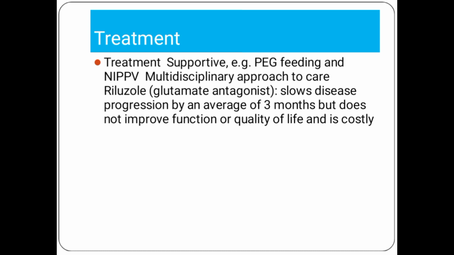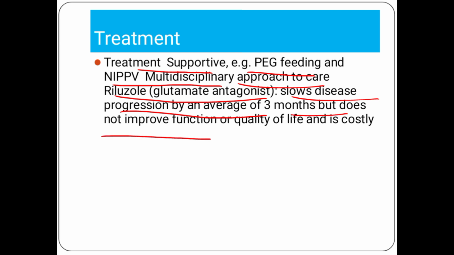So what is the treatment? The treatment is supportive: you will give PEG feeding and NIPPV, with a multidisciplinary approach to care, and riluzole, which is a glutamate antagonist. It slows disease progression by an average of 3 months, but does not improve function or quality of life. Means you will give a multidisciplinary approach and a glutamate antagonist, which is riluzole. The disease can be slowed by an average of 3 months, but it does not improve.